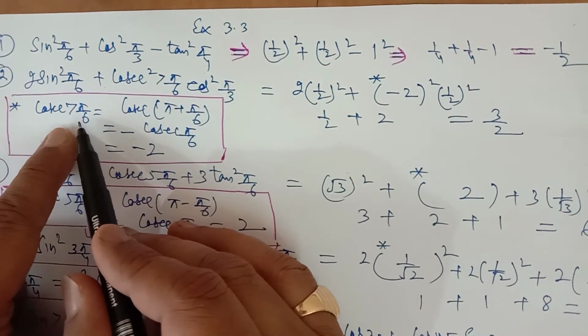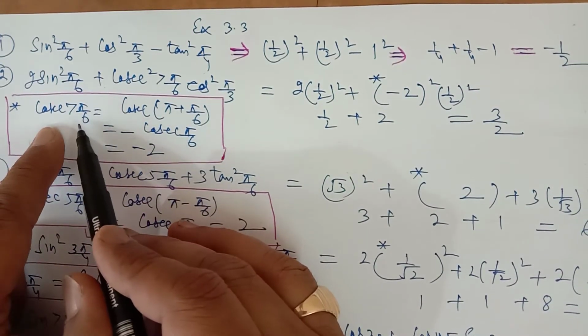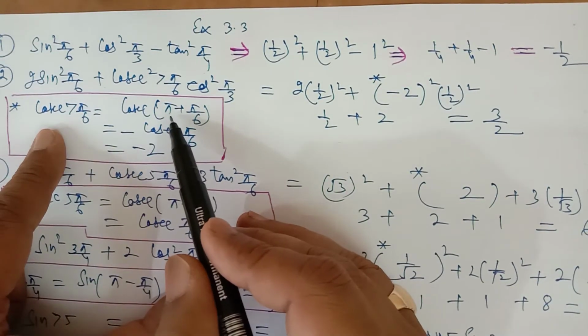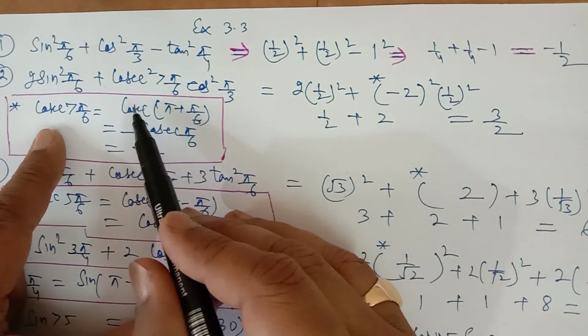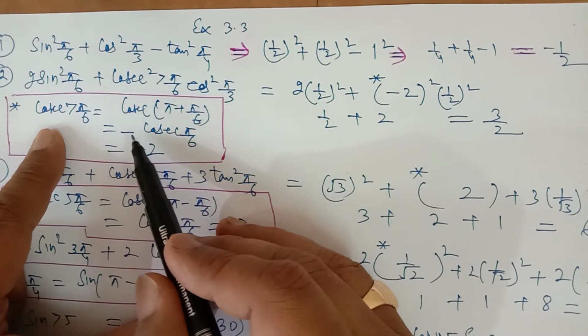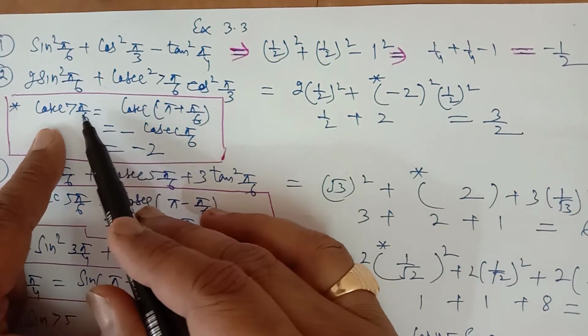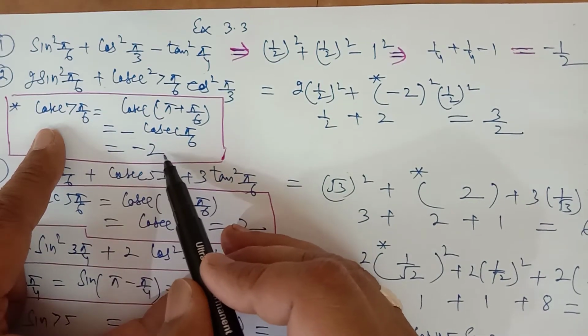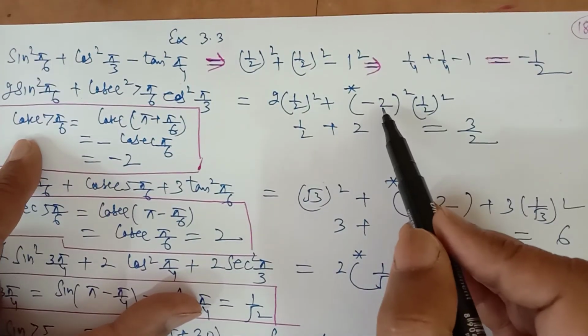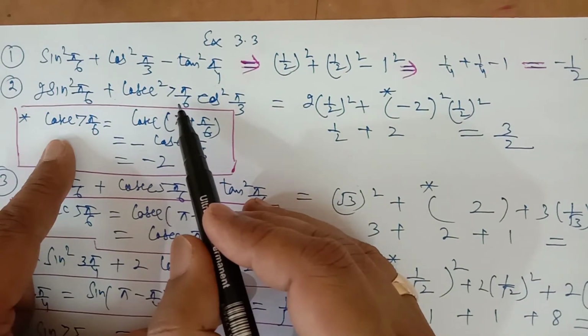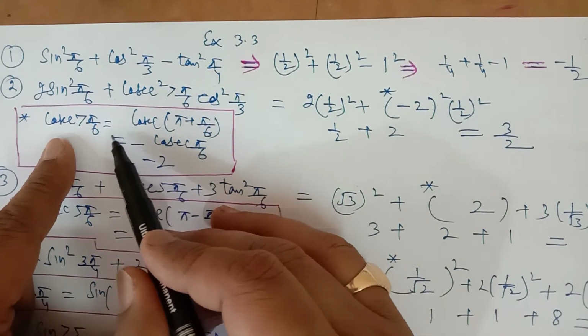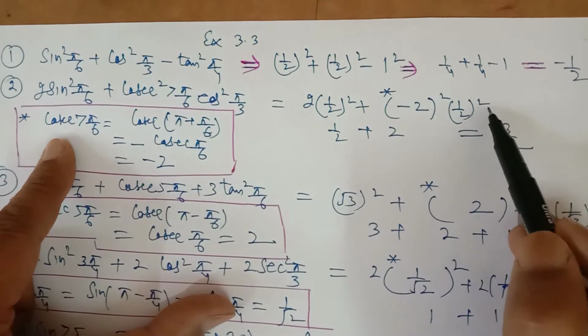How do I find it out? 7 pi by 6 means 210 degree angle. So 210 you can write as 180 plus 30, which is in the third quadrant. In the third quadrant, cosec is negative and cosec 30 is 2. So the value of cosec 7 pi by 6 is equal to minus 2, and I have replaced it here. The angle which you cannot find directly, find it at some other place and put it there, but you have to show it.